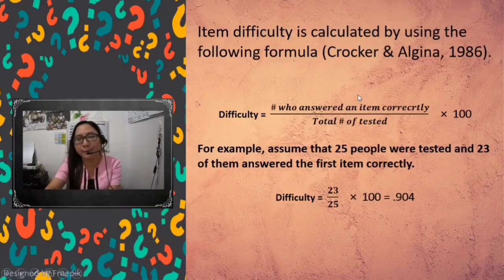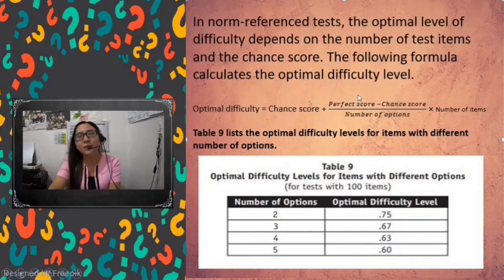0.904. In a norm-referenced test, the optimal level of difficulty depends on the number of test items and the chance score. The following formula calculates the optimal difficulty level: optimal difficulty equals chance score plus perfect score minus chance score, over number of options, times number of items. So that is the formula.